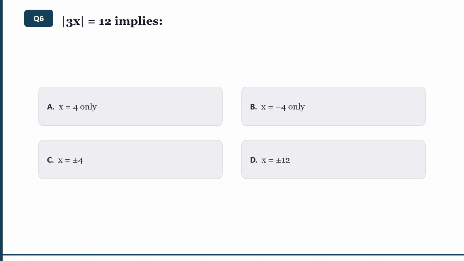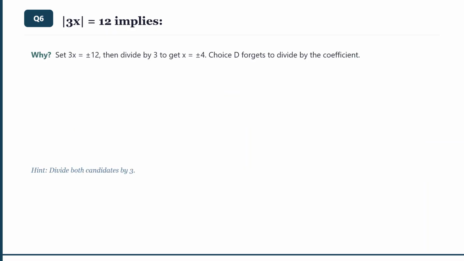Question 6. The equation, the absolute value of 3x equals 12, implies what? Pause. The answer is x equals plus or minus 4. Set 3x equal to plus or minus 12. Then divide both candidates by 3 to get x equals plus or minus 4.